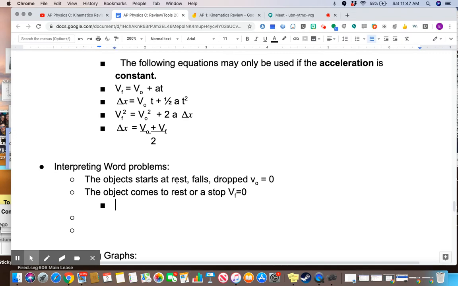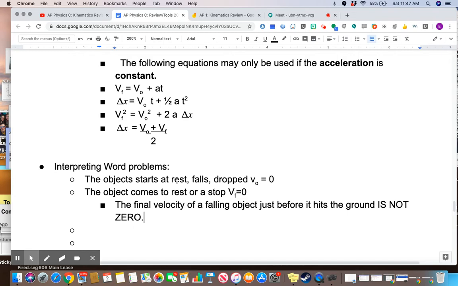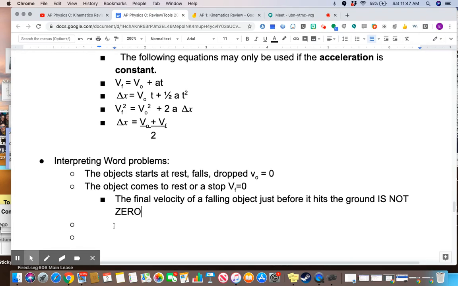Specifically, super important that we remember that the final velocity of a falling object just before it hits the ground is not 0. The final velocity we can never assume is 0 unless it specifically says that the object hits the ground and comes to rest. Okay, if it doesn't say comes to a stop, comes to rest, you can't assume it's 0.